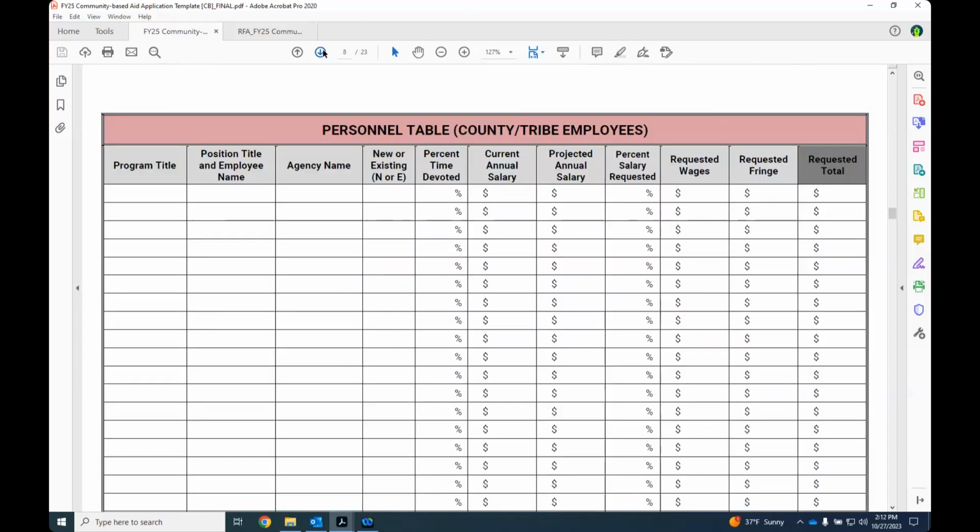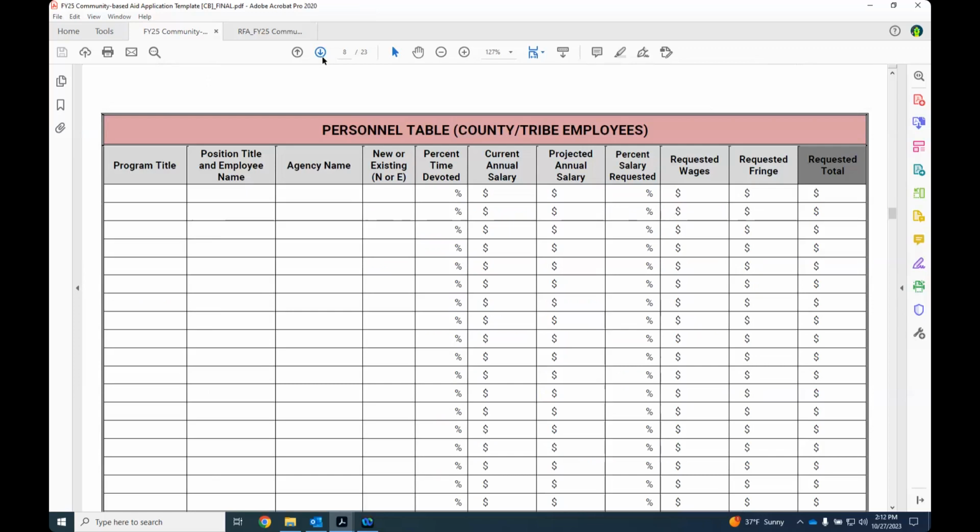The next page is the personnel table for the county or tribe employees. This is only different from the subaward personnel table in that we need them tracked separately. So we want all the county and or tribe personnel on one table, and then each subaward personnel will be on individual tables depending on how many subawards you may have. You may not have subawards, and then that wouldn't matter. So you need to just fill out each column here. I think they're pretty self-explanatory.